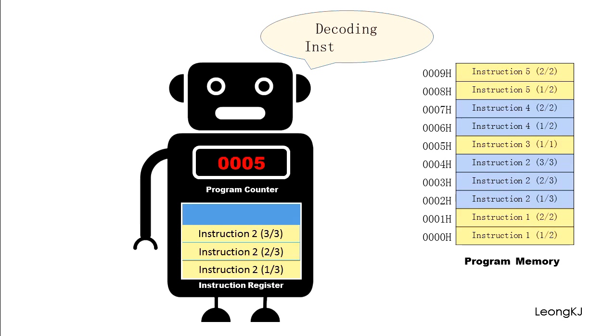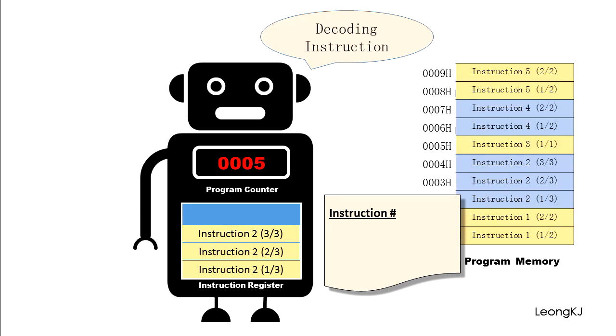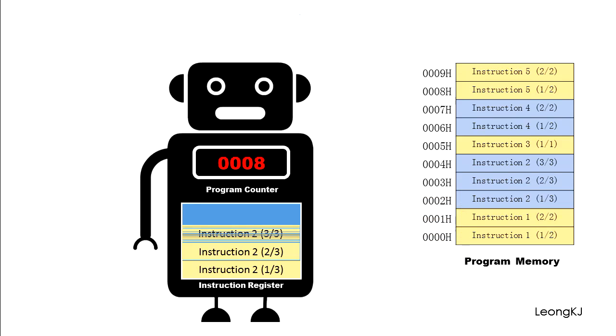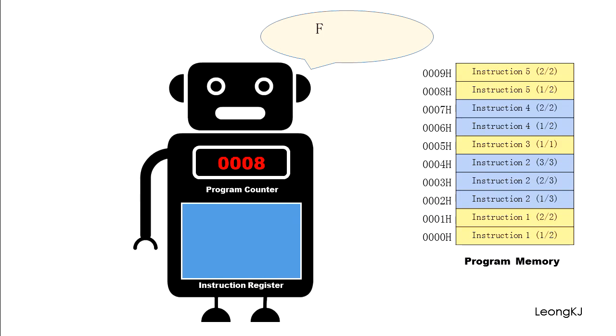The CPU goes into the decoding cycle. The instruction is decoded. Assuming that the instruction requires a jump to instruction 5, which is located at program memory location 0008. When executing the instruction, the CPU changes the content in the program counter to 0008. Execution is complete. The CPU goes back to the fetch cycle.